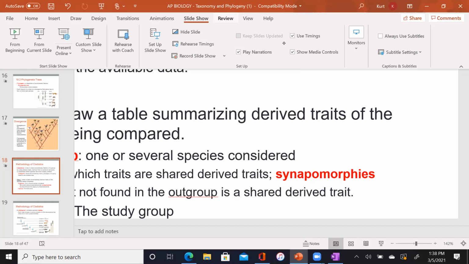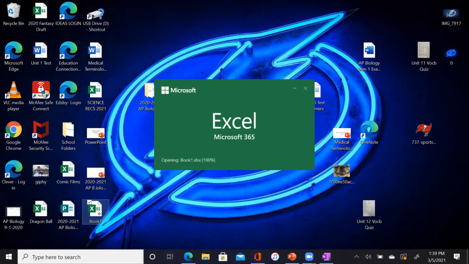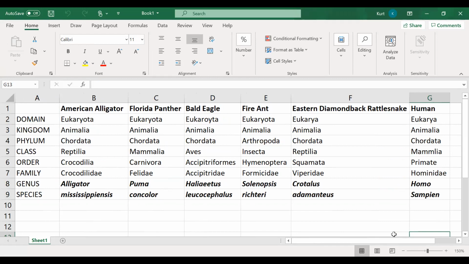So what we're going to do is make a phylogenetic tree with these six Floridian creatures that I came up with. If you're online, you can find this on Canvas under an announcement. I chose the American alligator, the Florida panther, the bald eagle, the fire ant. By the way, there's 201 species of fire ants. You can't just say fire ants, like just saying shark. There's a lot more than just shark. Eastern diamondback rattlesnake and the human.